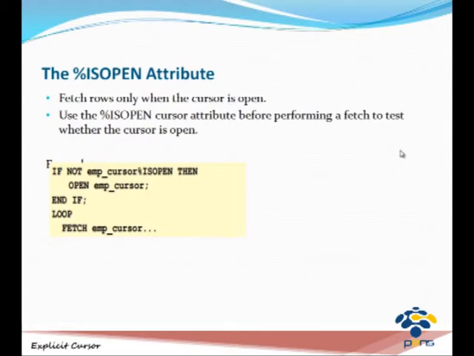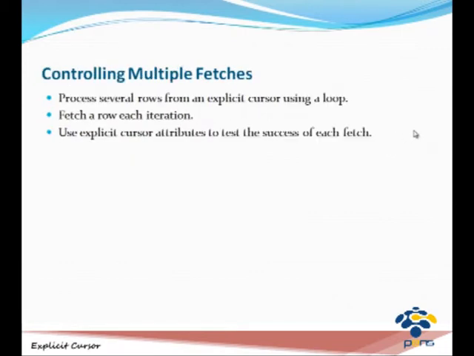The %ISOPEN attribute. Fetch rows only when the cursor is open. Use the %ISOPEN cursor attribute before performing a fetch to test whether the cursor is open.